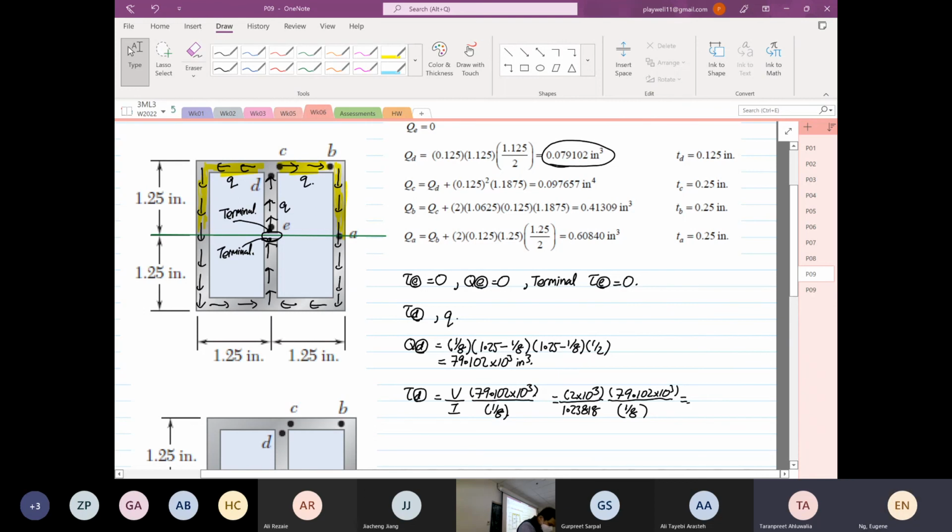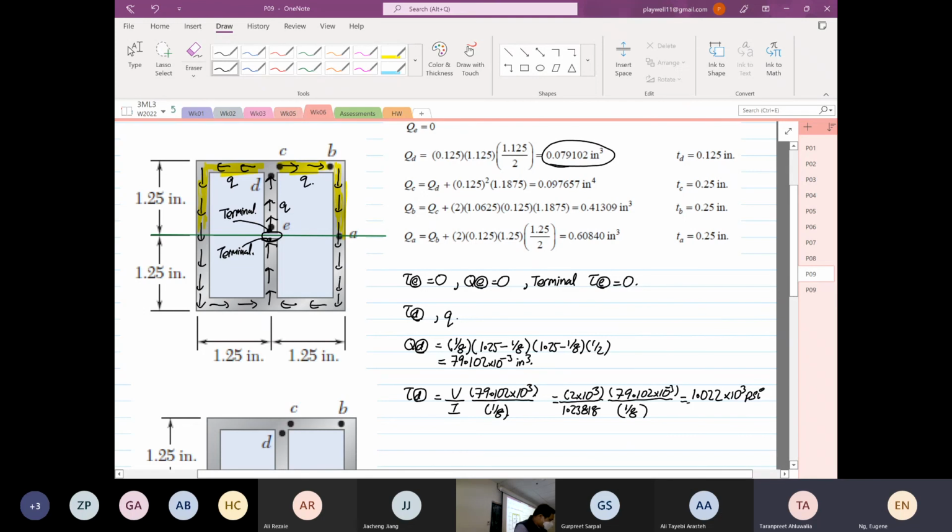Did I do something wrong? No, I think this one should be minus. My apology. Times 10 to the power minus 3. Likewise, times 10 to the power minus 3. So 2 times 10 to the power 3 times 79.102 times 10 to the power minus 3, divided by 1.23818, divided by 1/8, is equal to 1.002 times 10 to the power 3 psi.